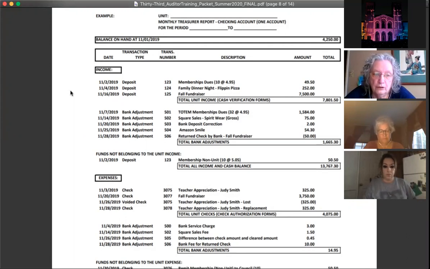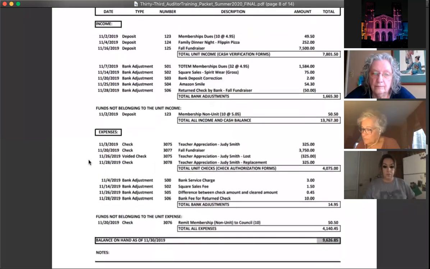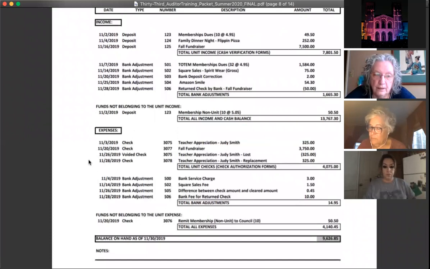And then you want to look under funds not belonging to the unit. They should include this line item because it's transitory, it's not your money, and that's the $50.50, which is the $5.05 that should be remitted to the council. If we go down a little bit, you'll see where the check is, right there. Under the expenses part, you'll see the bottom funds not belonging to the unit, and that should be a check to the council, and you'll see it's for $50.50. So those transactions would equal zero.